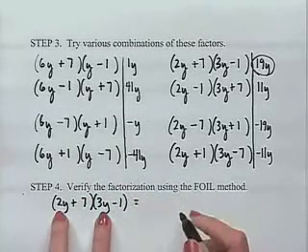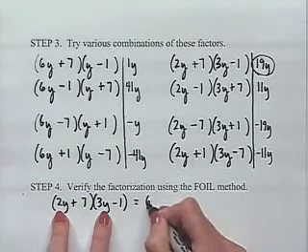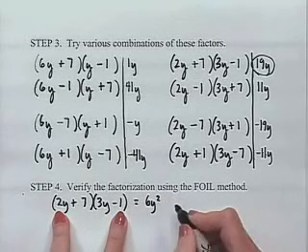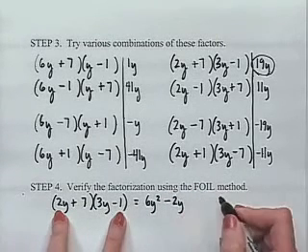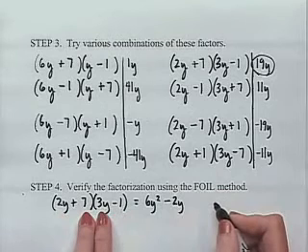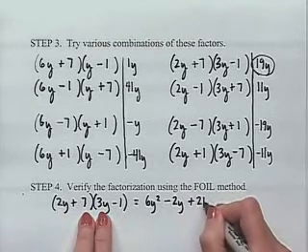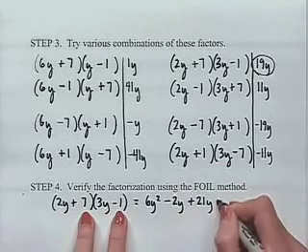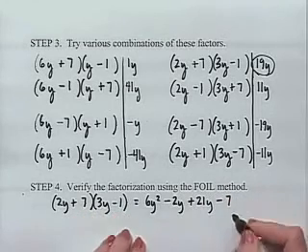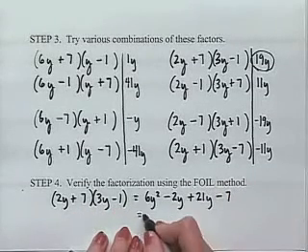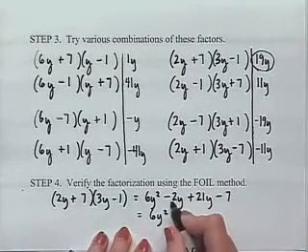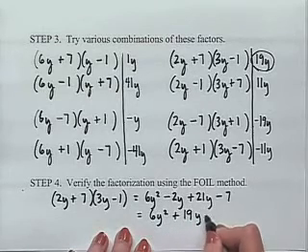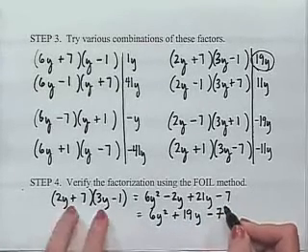We multiply 2y times 3y to give us 6y squared. Our outer term would give us 2y times negative 1, which would be minus 2y. Our inner term, 7 times 3y, which would give us plus 21y. Our last terms, 7 times negative 1 would give us negative 7. And now we can see that we can combine our middle terms, 6y squared, negative 2y plus 21y is plus 19y minus 7, and that verifies our factorization.